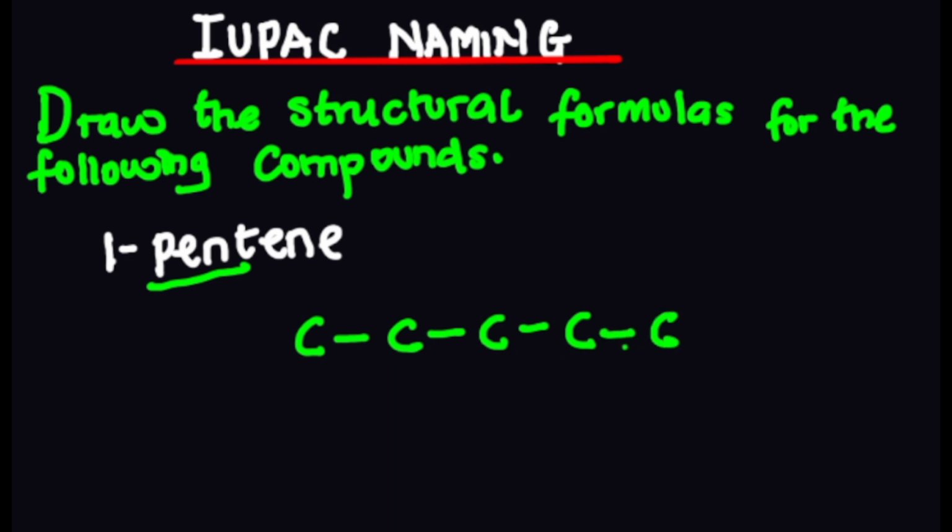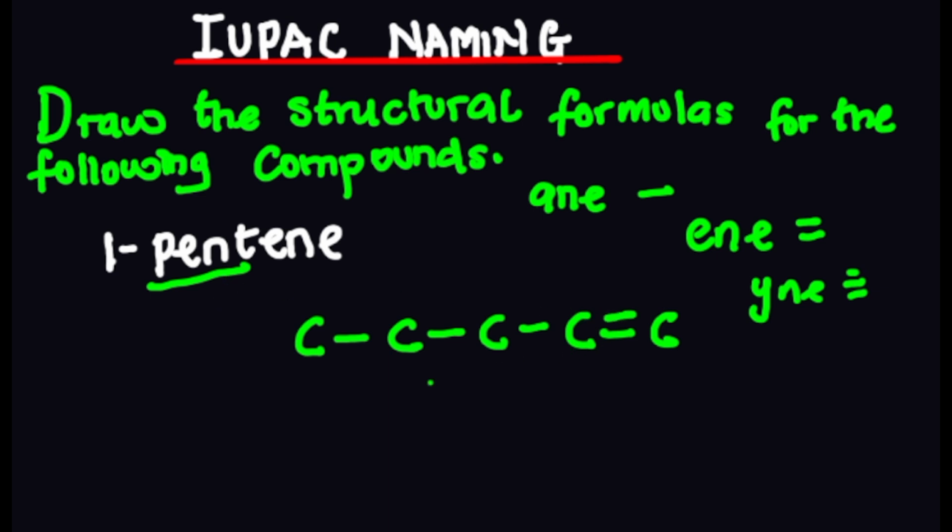This is pent. Now, the ene in 1-pentene simply means a double bond. Don't forget, if it is ane, it is a single bond. If it is ene, it is a double bond. And if it is yne, that is a triple bond. So this is ene, and it is on position number 1. That's the reason we have 1-pentene, or pent-1-ene. So on carbon number 1, we're going to have a double bond here. So this is basically 1-pentene.